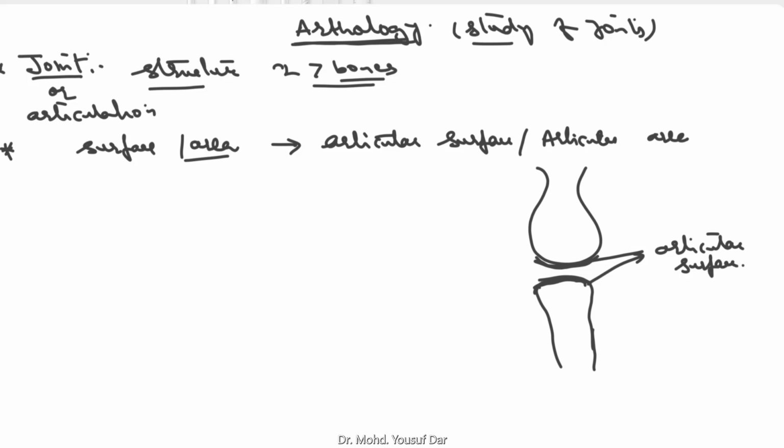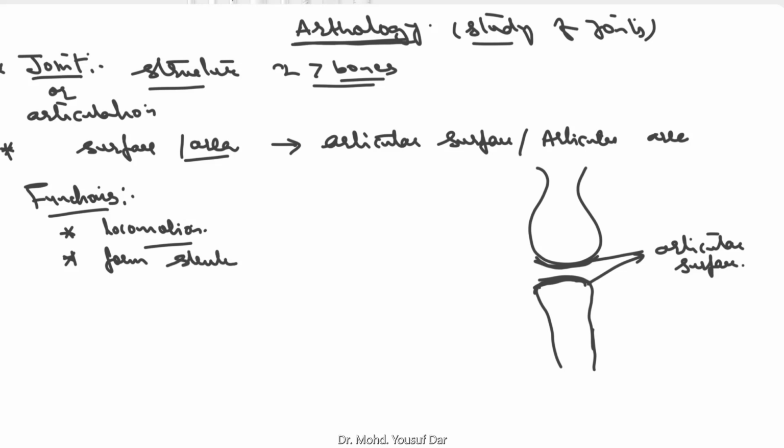So the functions. As we know, joints perform different functions. They play a very important role in locomotion. They help in the movement of the skeleton, and they form the structure of the skeleton. It is because of the joints that the structure is formed.